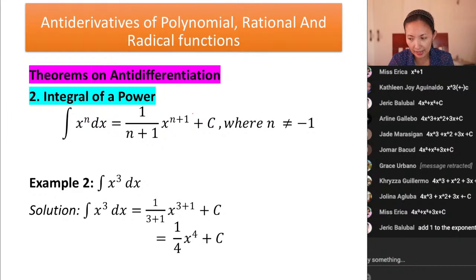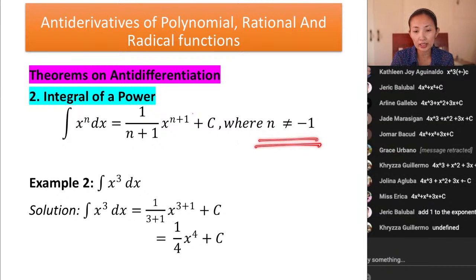Why? What happens when n is negative 1? Why is there a restriction on the value of n, n equal to negative 1? Why is it not allowed? Obviously, negative 1 plus 1 will be 0, and 1 over 0 is undefined. So it is not allowed, because there is a different rule which we can make use of when n is equal to negative 1. Kriza said undefined.